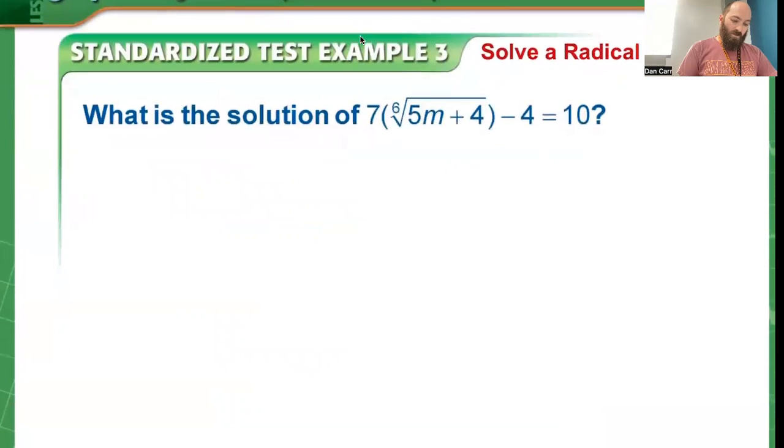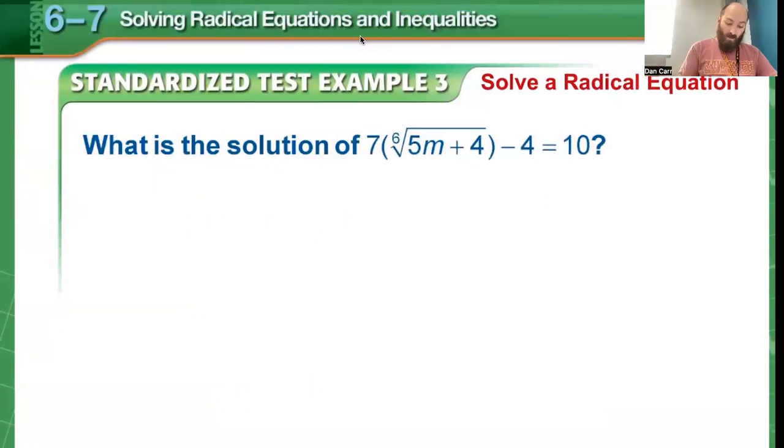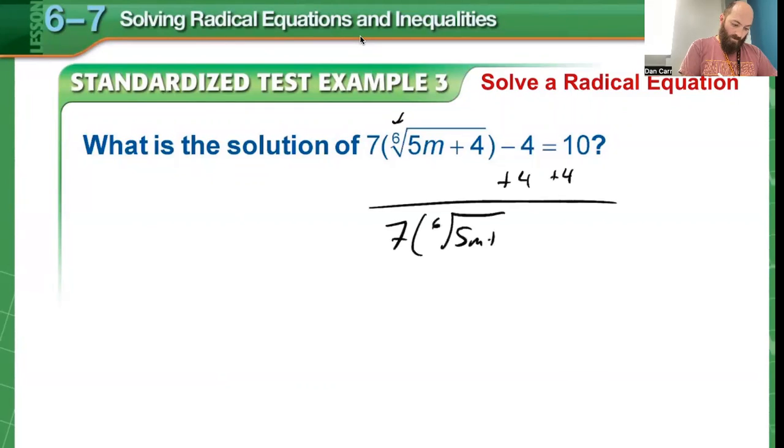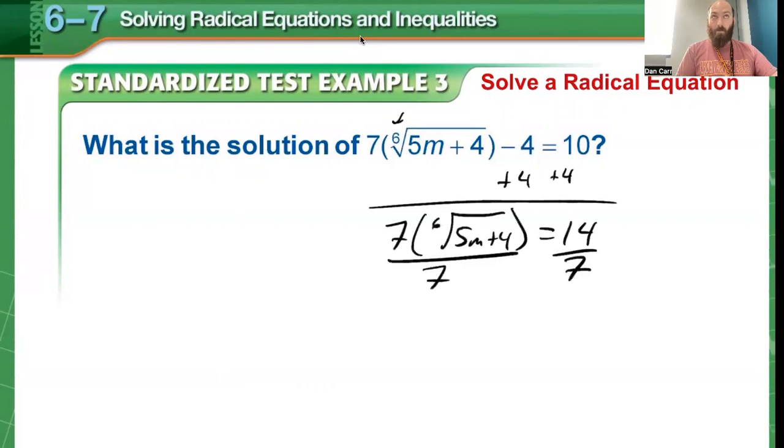Okay. So we're going to look at this solution. Again, we are going to focus on this value. That's what we're going to use to get rid of the radical. So we're going to do the same process as before. So I'll start with adding 4 to both sides. So we have 7 times the 6th root of 5m plus 4 equals 14. Okay. From there, before I can isolate the radical, I've got to divide both sides by 7. So I divide by 7, I get the 6th root of 5m plus 4 is equal to 2.